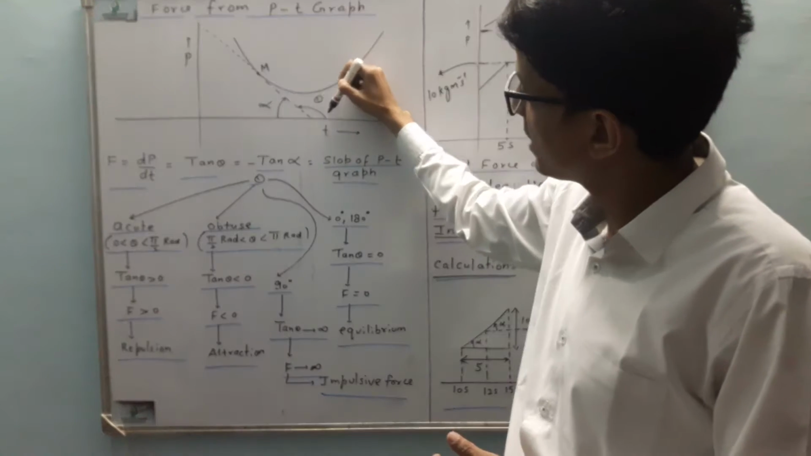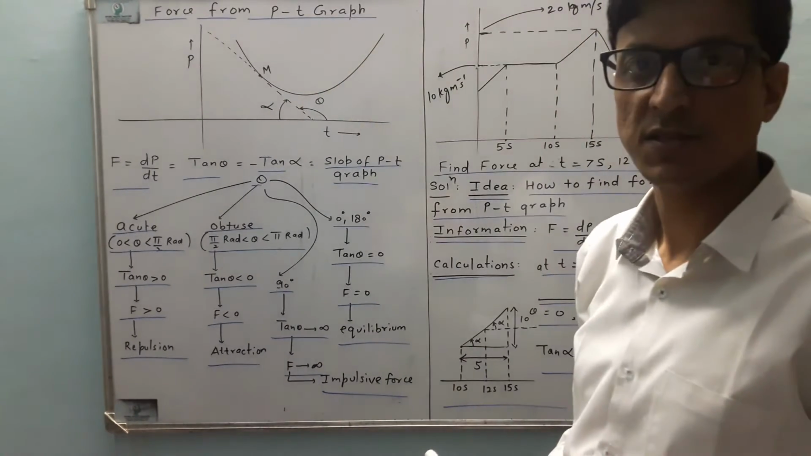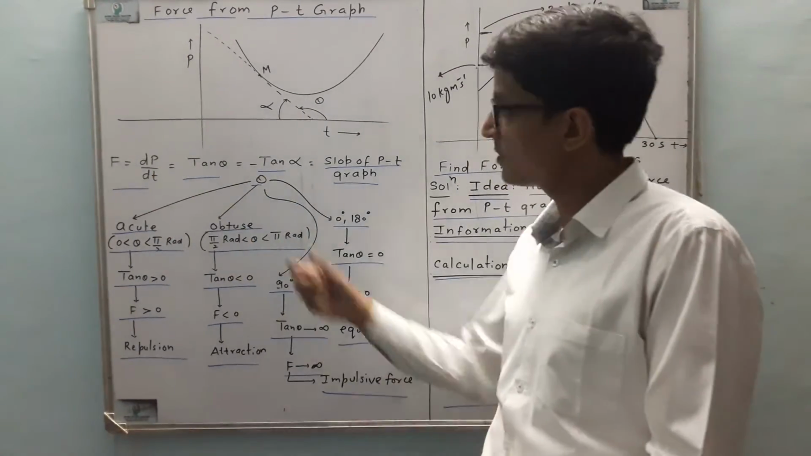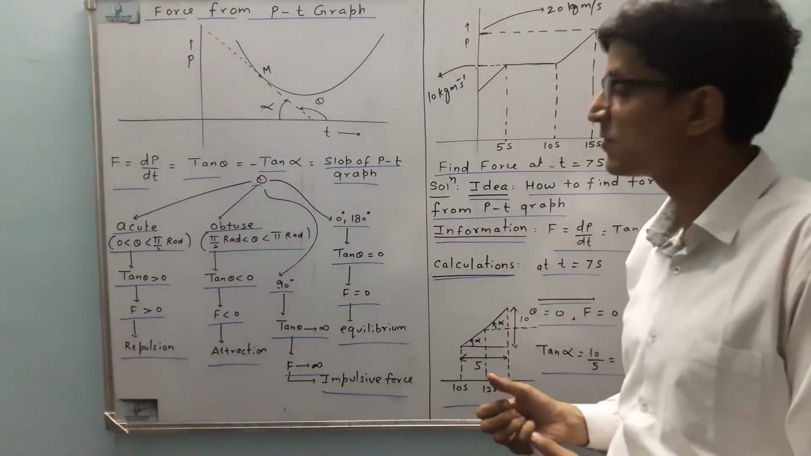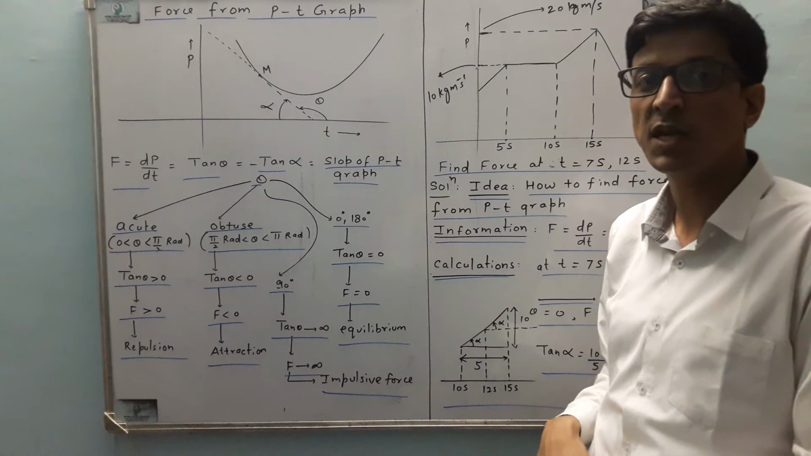Let the tangent make an angle theta with the t axis in the anti-clockwise sense and alpha in the clockwise sense. Then we know that the force is defined by dp by dt, which is equal to tan theta, which is equal to minus of tan alpha, which is the slope of the PT graph, that is, the slope of the momentum time graph.